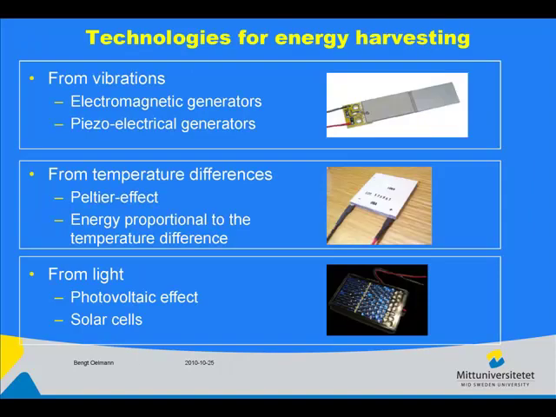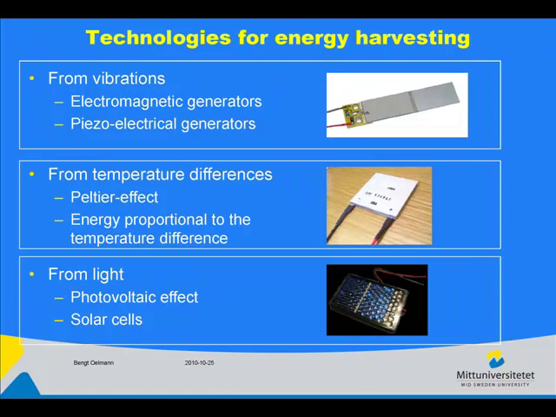So we can harvest energy from the environment in different ways. Here's some examples. Vibrations can be used. You can use an electromagnetic generator or piezoelectrical generator. Temperature differences, if you have an interface, water, air, for example, or skin, air interface, we have a temperature difference, we can get energy from that.